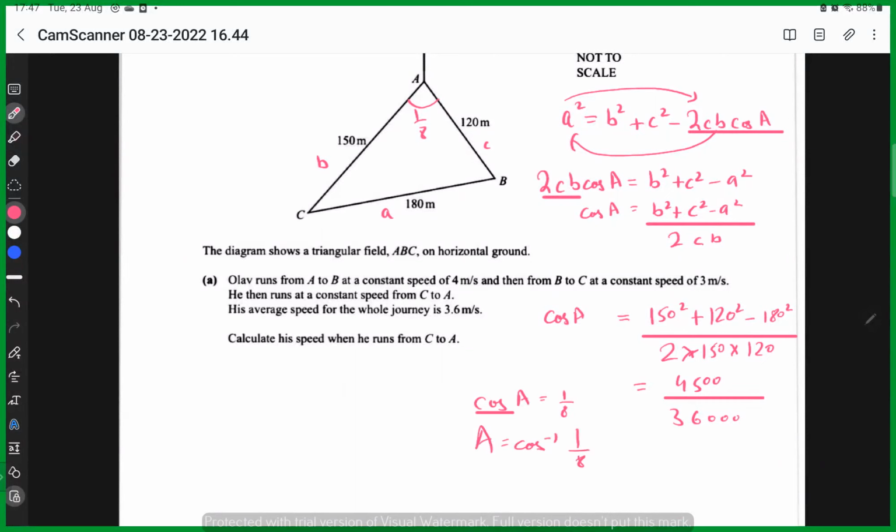So press shift, press the cos button. You can see cos inverse, right? Then do 1 divided by 8. And this is going to give you A as 82.8 degrees. Now this is the correct answer. It is 82.8 degrees. Very good, those who were able to do it.